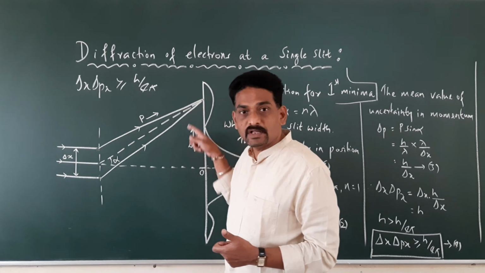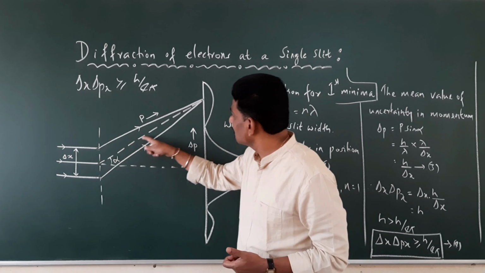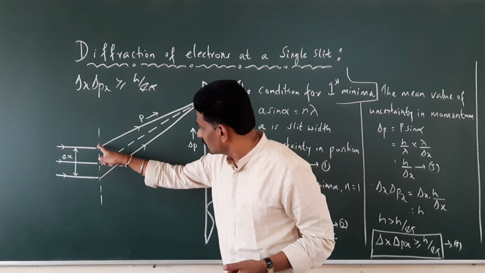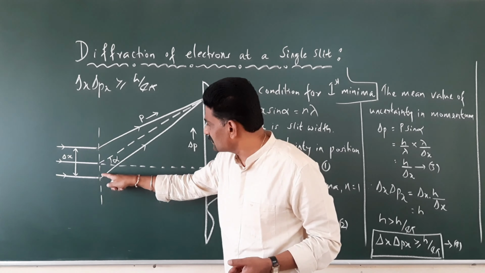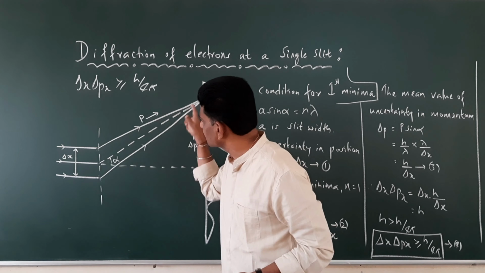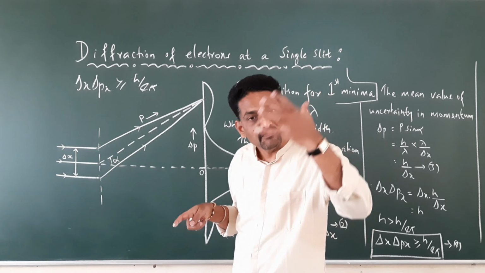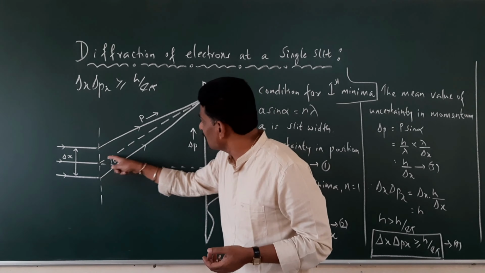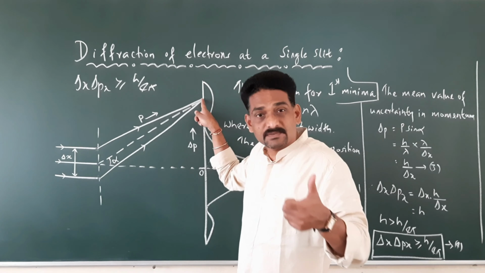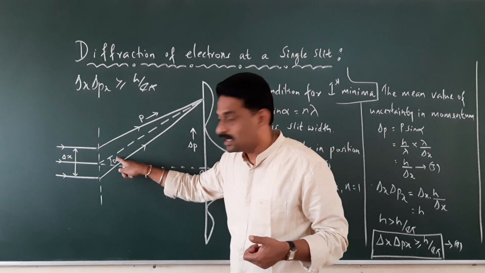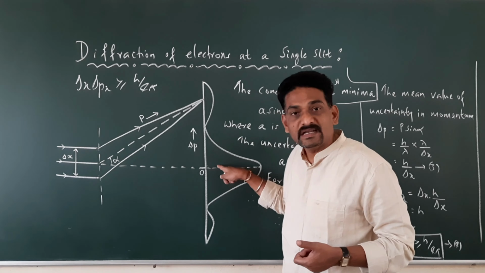So for that, what have we done? We have taken the mean. This is the mean deviation. If this is the slit width, rays will be traveling here like this, like this. There will be n number of rays, and we are taking the mean of all the rays. This mean ray is making an angle of alpha with respect to the original incident ray.